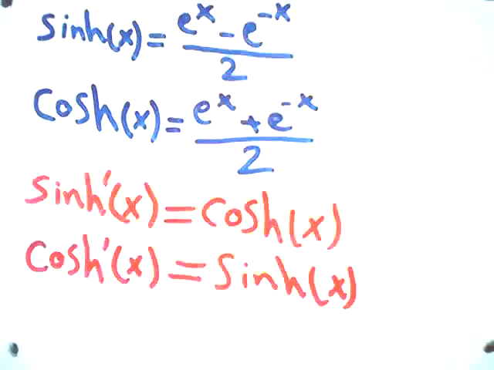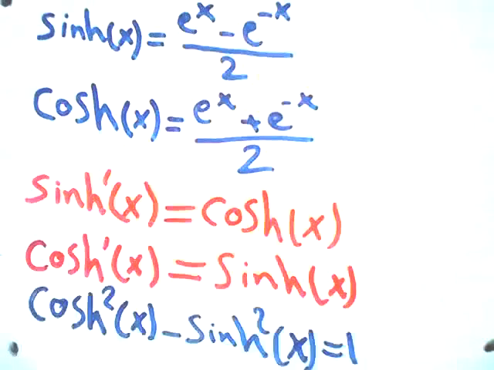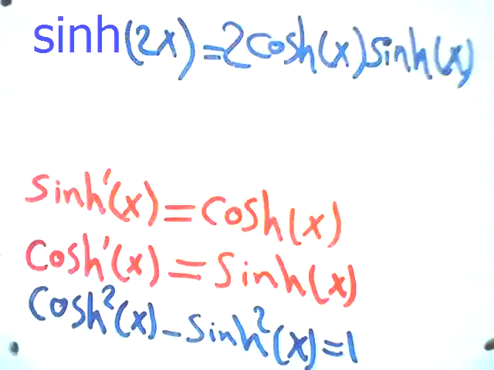The derivative of sine hyperbolic equals cosine hyperbolic, and the derivative of cosine hyperbolic equals sine hyperbolic, like the usual sine and cosine. Here's another formula like the usual sine and cosine, but here instead of plus we got minus. Another one: the sine hyperbolic of 2x equals 2 sine hyperbolic of x times cosine hyperbolic of x.